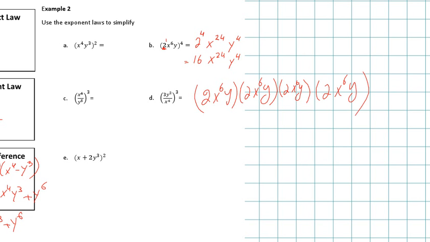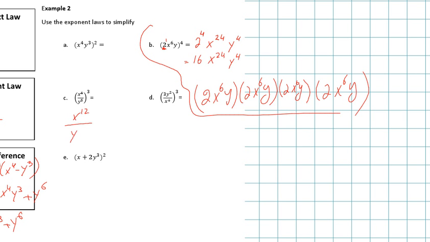What would be the answer for the next one? x^12 divided by y^15. Right? Easy? Multiply the exponent. 3 times 4 is 12. 3 times 5 is 15. How about the next one?